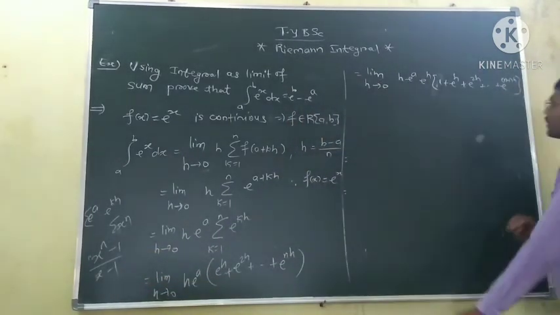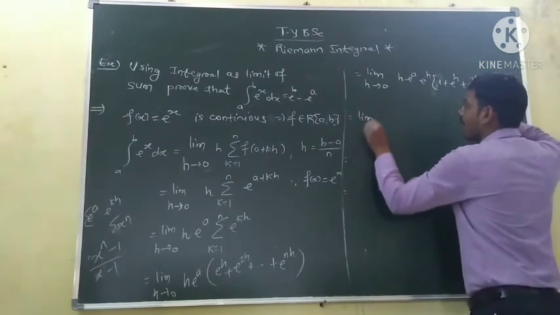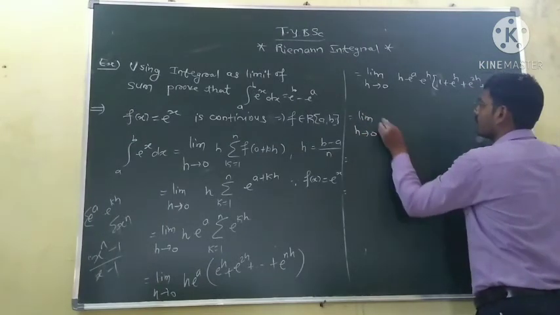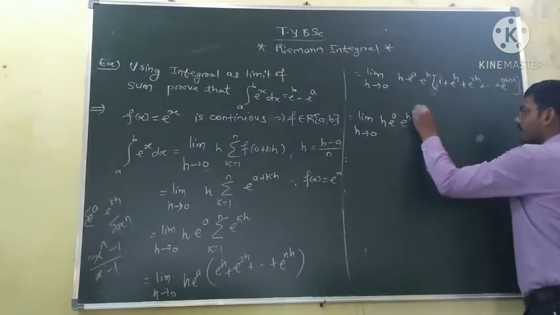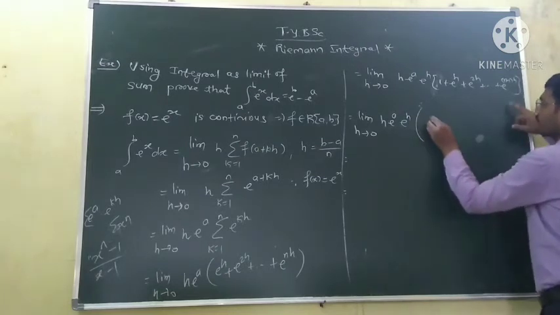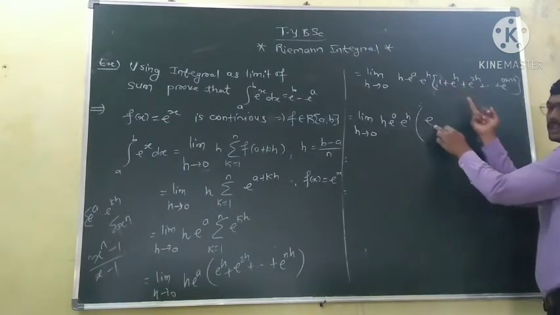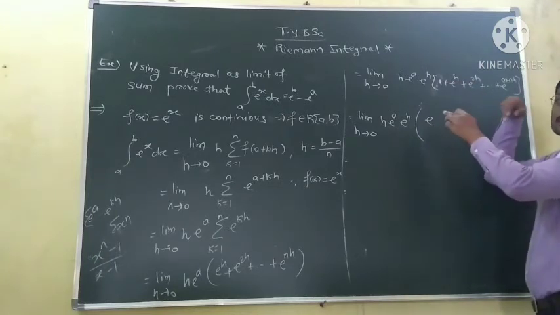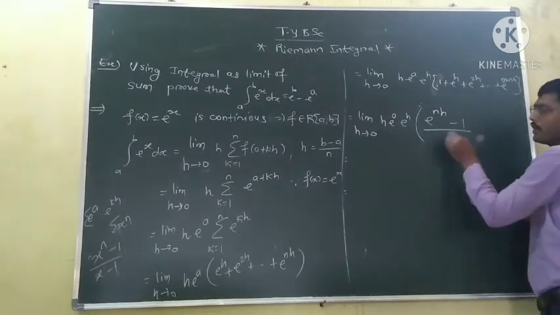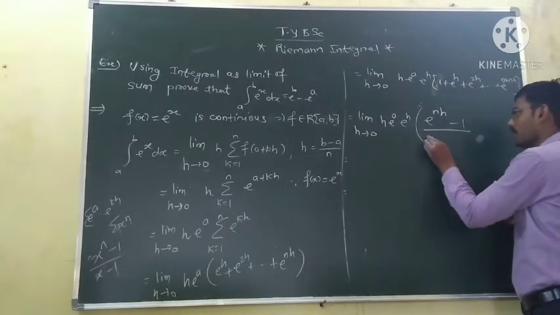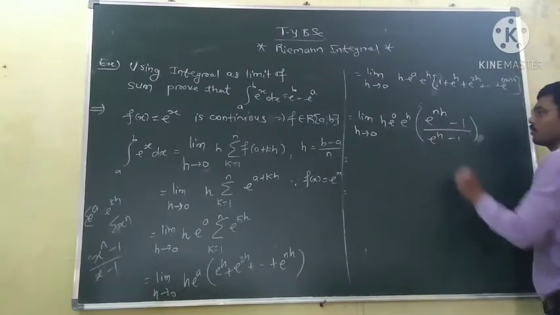Okay, so this is equal to the limit h tends to 0 of h into e raised to power a into e raised to power h as it is, and this will be equal to x raised to power n minus 1, where x is e raised to power h, so (e raised to power h) raised to power n, so e raised to power nh minus 1, upon x minus 1, so upon e raised to power h minus 1.